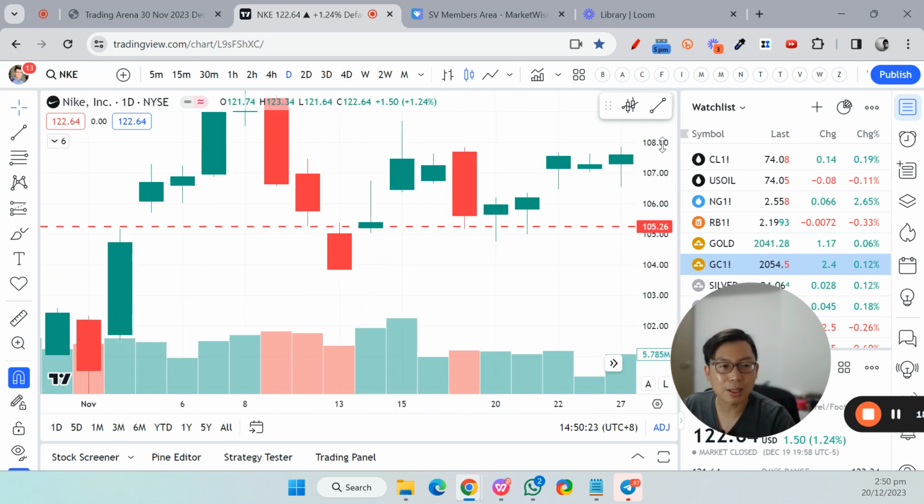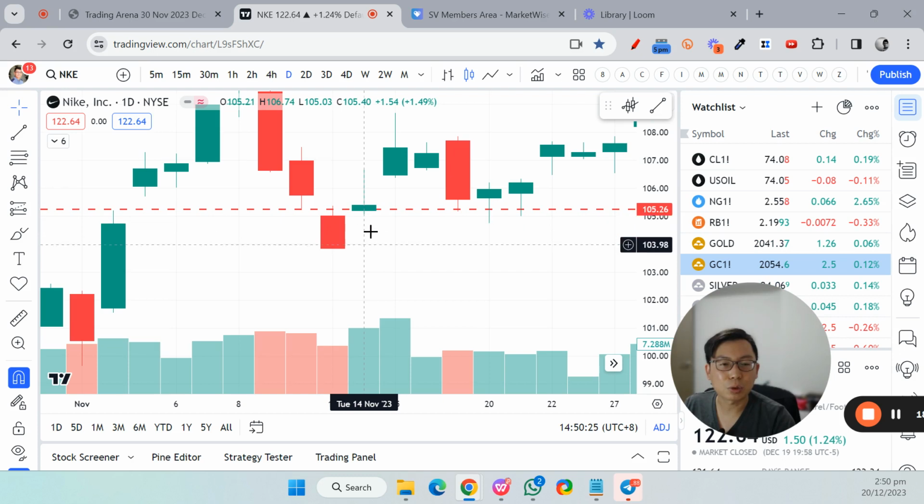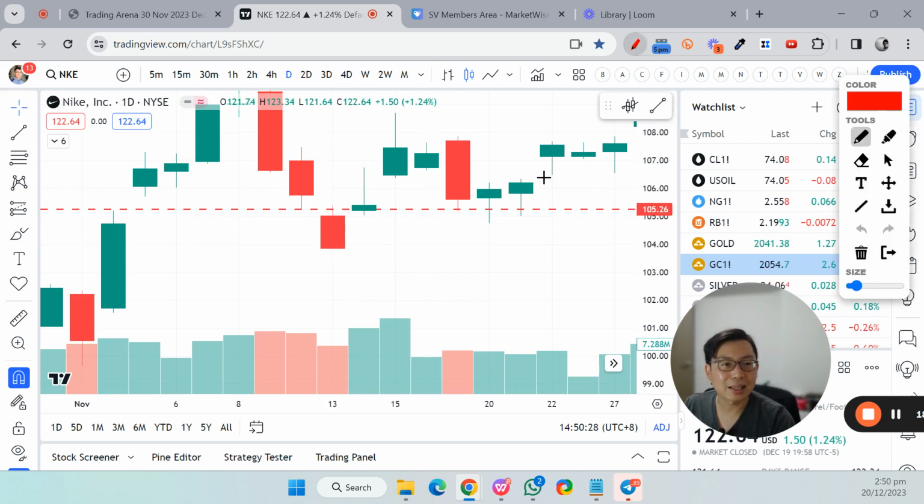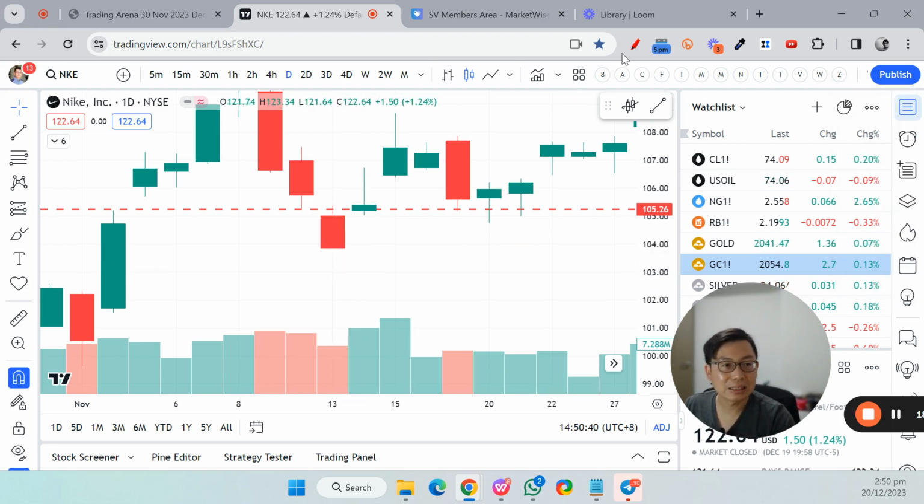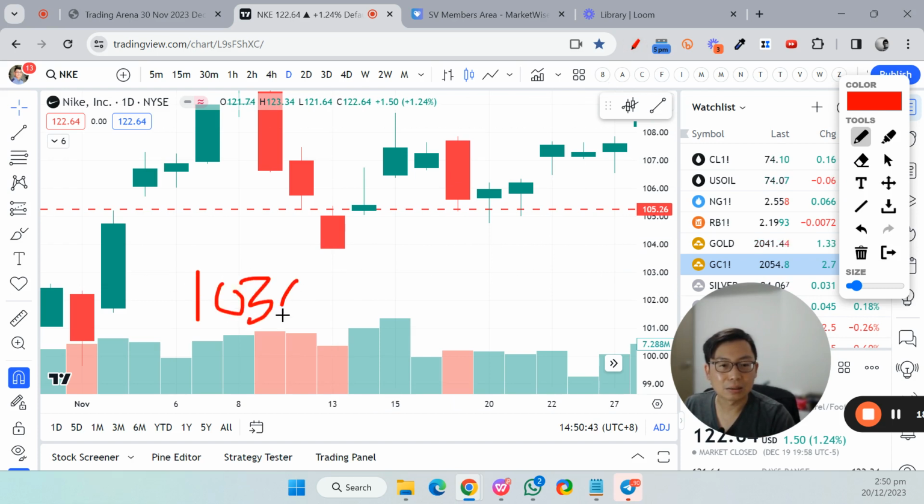Typically, if you want to enter on the day, at least enter 1 hour after the market has opened, so let the market settle down first. For example, if the market opens at 10:30 p.m. Singapore time, 1 hour later will be 11:30 p.m. You can do that. Wait for it to settle down first, and then you enter. So this is how I enter.